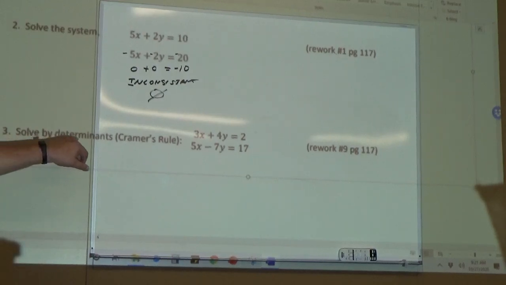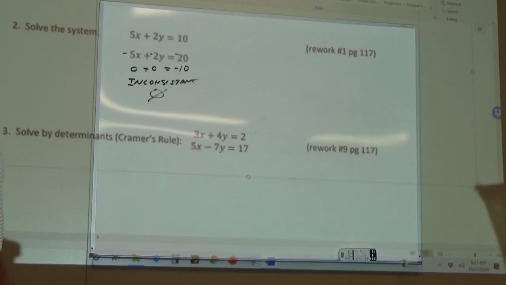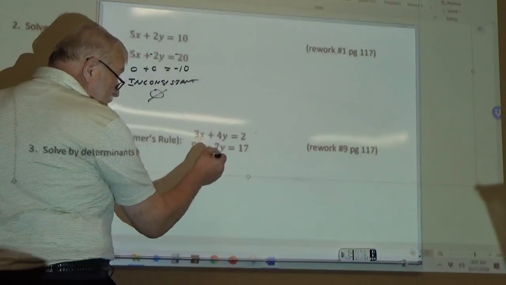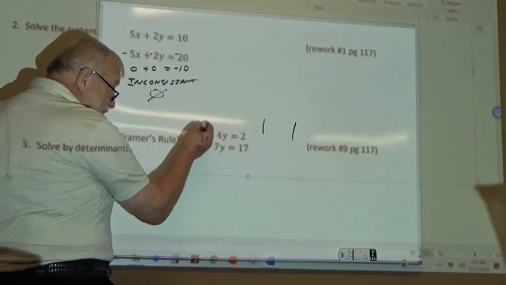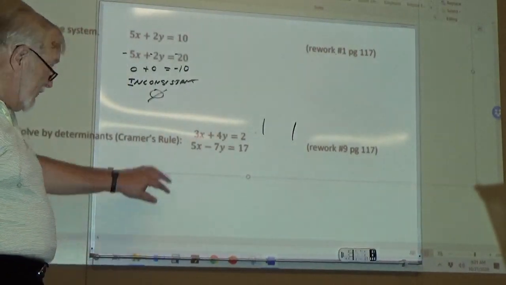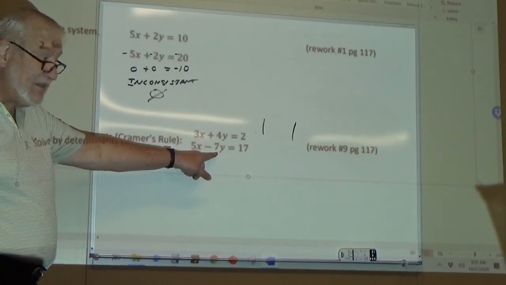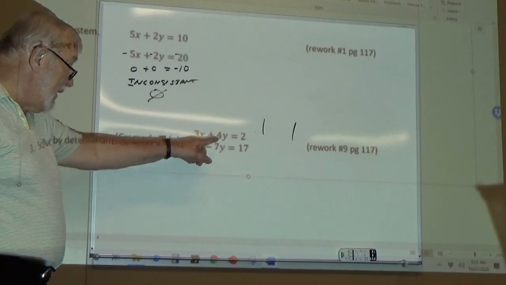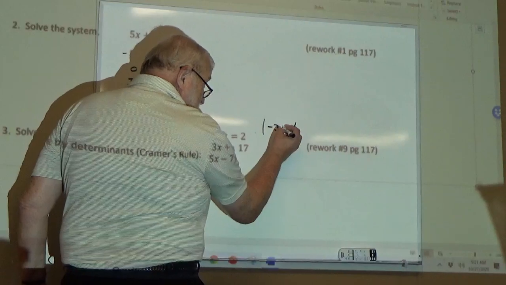All right, now, the second one says, solve by determinants using Cramer's rule. I did not see everybody using Cramer's rule. In order to do Cramer's rule, we're going to first of all have a denominator that is made of the determinant for the coefficients of the variables. So I'll have 3 times -7, which is -21 minus 20.